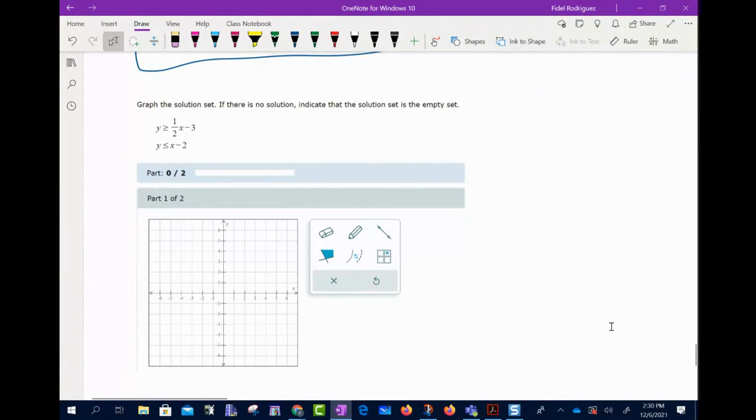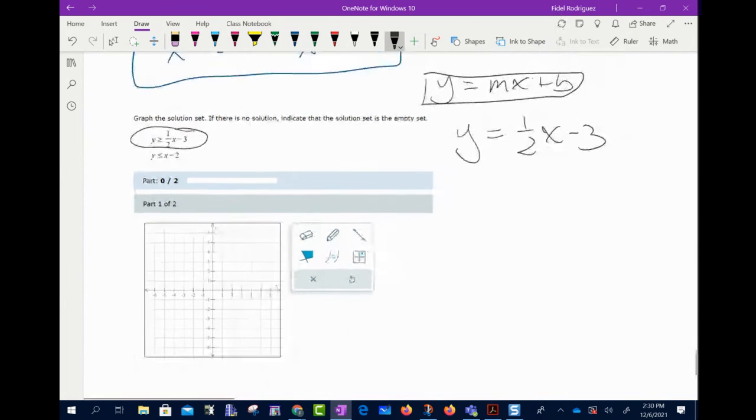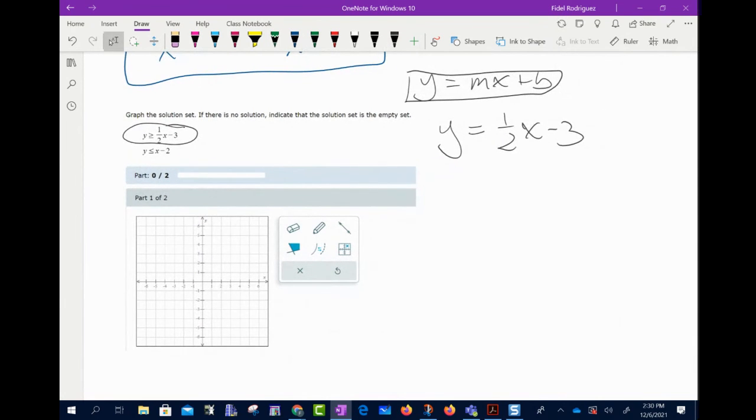Okay, so it says graph the solution set. If there's no solution, indicate the solution set is the empty set. Okay, so let's take a look here. First thing I'm going to do, I'm going to graph the equation y equals 1/2 x minus 3. Like I told you all, if anything you should know already, it should be y equals mx plus b, right? Because that was drilled into us for the longest time.